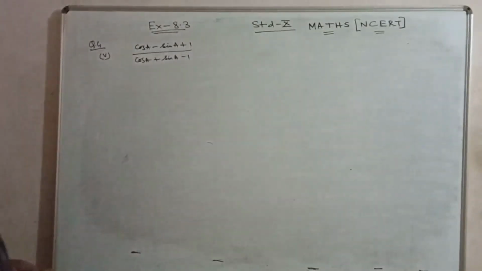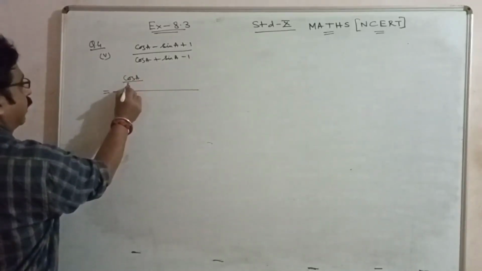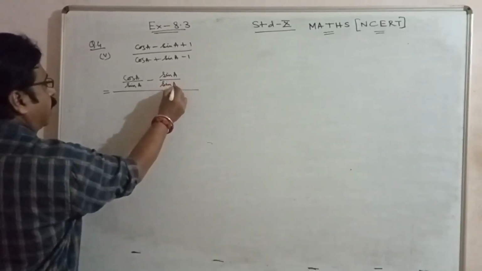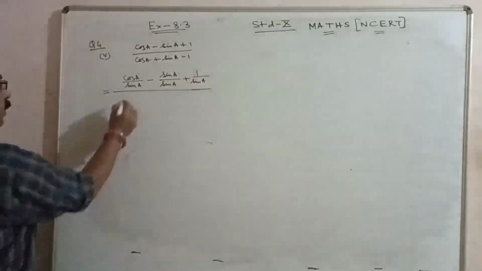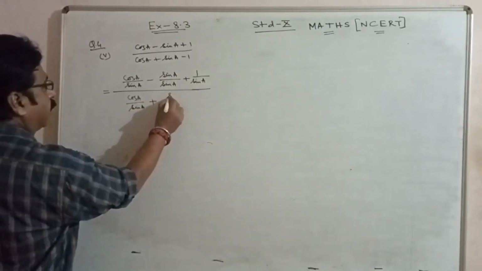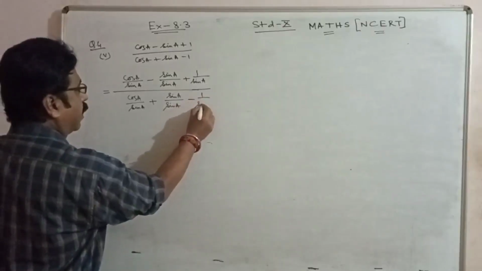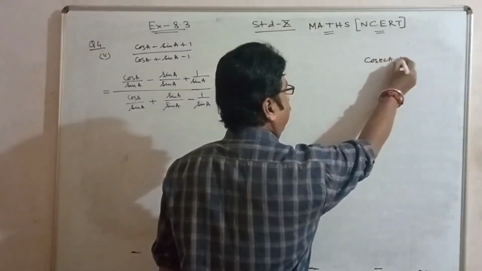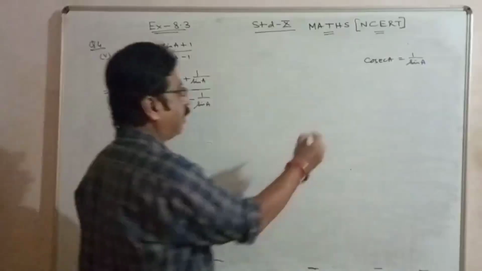Let us divide each term by sin A. Cos A upon sin A minus sin A upon sin A plus 1 upon sin A. Here also cos A upon sin A plus sin A upon sin A minus 1 upon sin A. Cosec A means 1 upon sin A, and cos A upon sin A means cot A.